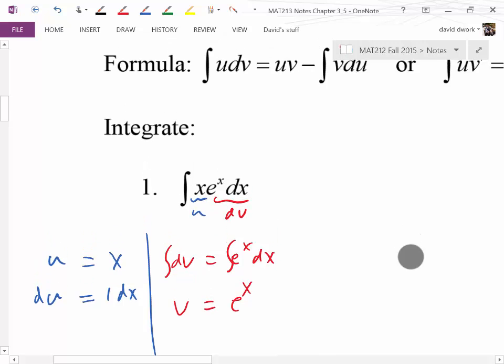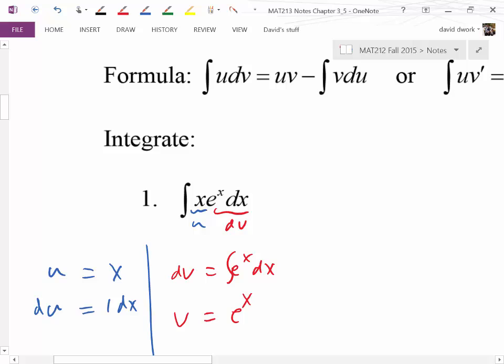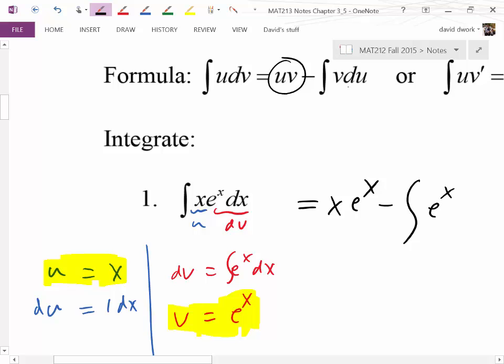So now, what you'll notice here is I have a u, du, dv, and v. What the formula is saying is that this integral is equal to u times v, which we have right here. Here is u and v. So we take those and say it's x e to the x, uv, minus the integral of v, which was e to the x, times du. Well, du is right there, and du is the same thing as 1 dx.